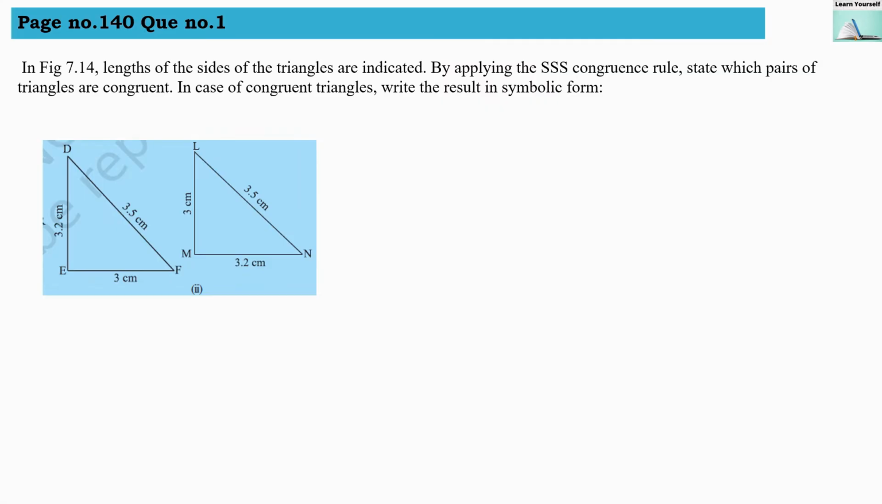Second numerical. In this also, we have to prove SSS congruence criteria as per the given detail. So here, in given triangles, let us check what all sides are equal. First I am taking DE side. So 3.2 centimeter is equal to MN side. So DE is equal to MN. They both are 3.2 centimeter.